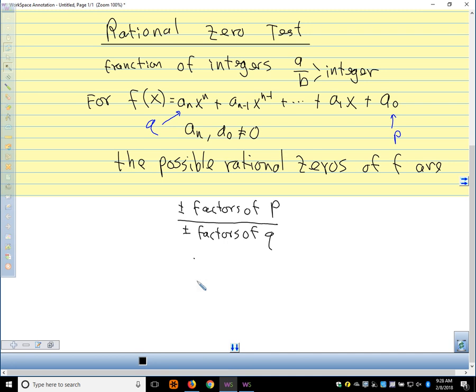So this is going to give us our list to test. This plus or minus factors of p over plus or minus factors of q. We'll do our synthetic division. We're looking for zero remainders. So let's look at an example. This is pretty easy to apply. We know how to do the synthetic division. We just need to generate this list. All right, so questions so far.